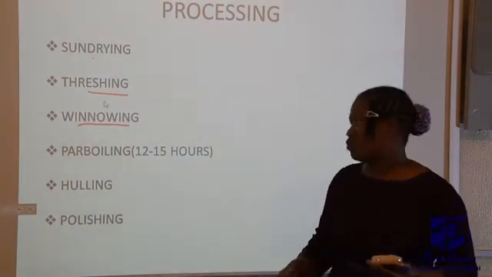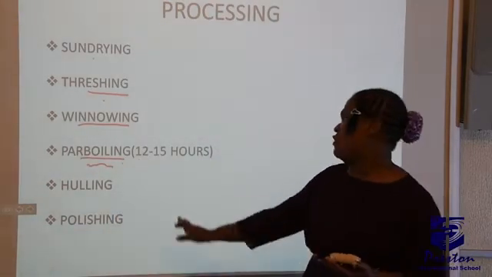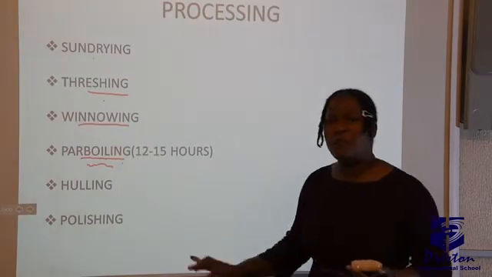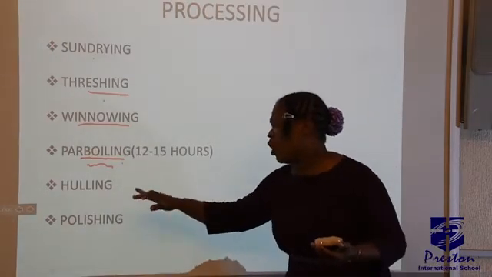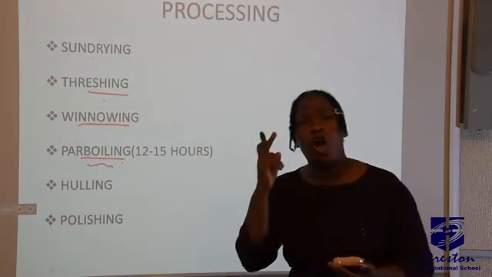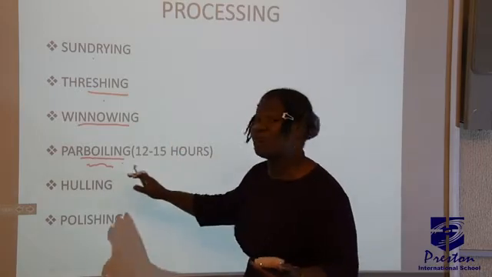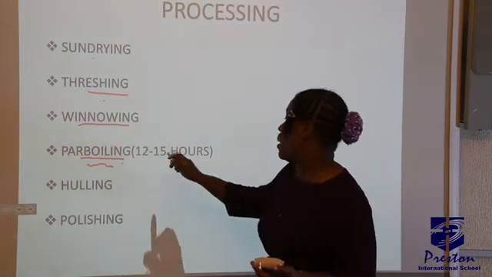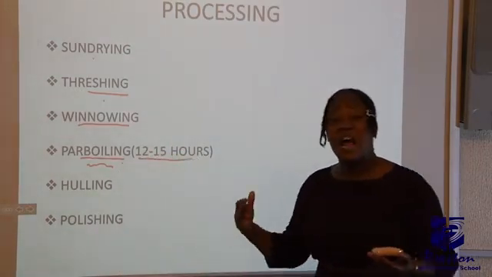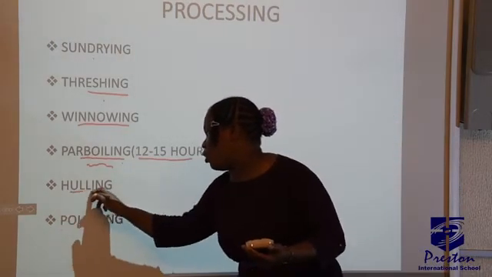Now, after you are done with that, you parboil it. This is very, very important, because if you don't parboil for 12 to 15 hours, the moment you are hulling, the rice will begin to break. Then you don't have long grains anymore. It's going to be short grains. And so it's important for you to parboil. So you're going to parboil for 12 to 15 hours. And then the moment you are done with that, you hull.